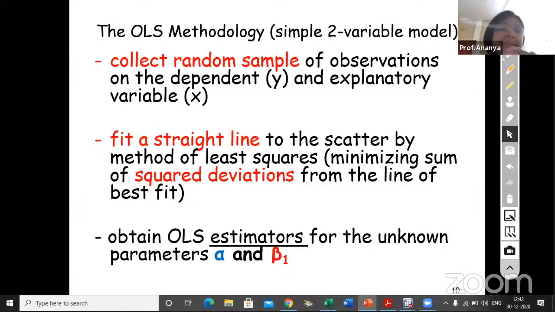And the intercept and the slope of the line of best fit are basically what are being used in the OLS methodology to estimate your alpha and to estimate your beta. How? We'll just see that in a moment.